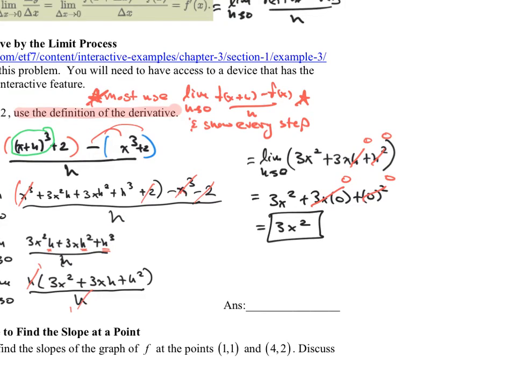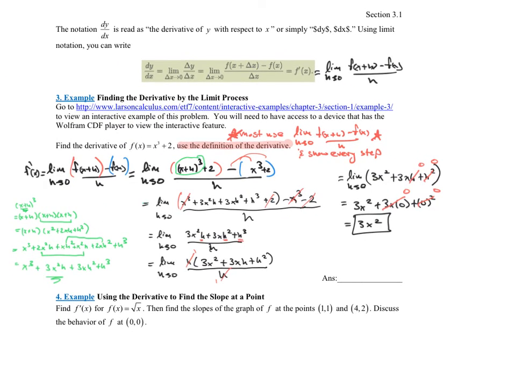So what is the derivative of f of x equals x cubed plus 2? All of that work tells me the answer is 3x squared. That was a beast of a problem algebraically, where there's so much work that you had to show. There's a lot of expanding you had to do, a lot of things that you can mess up.